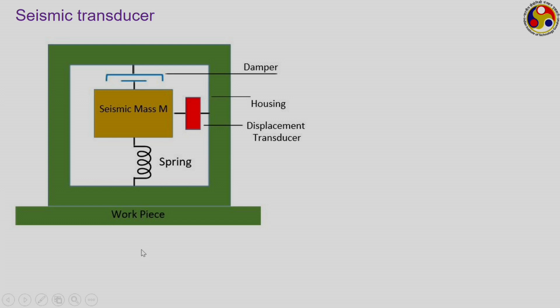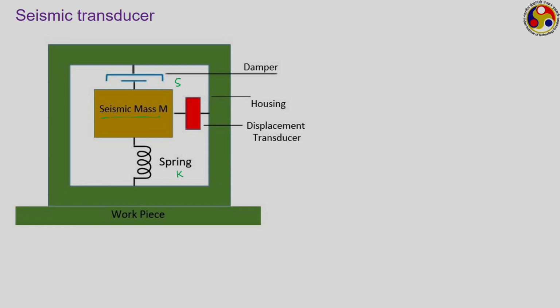A seismic transducer is nothing but a spring mass damper system. Here we have a large mass, generally called a seismic mass, given by M. There is a spring. Let us say the spring has a constant K, and we also have a damper. Let us say zeta is the damping coefficient.